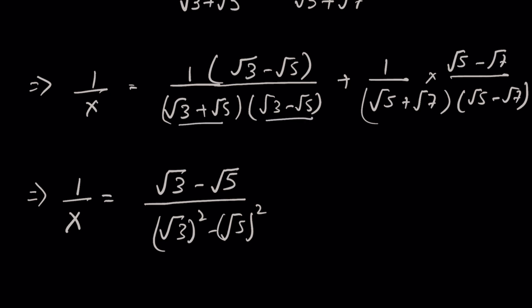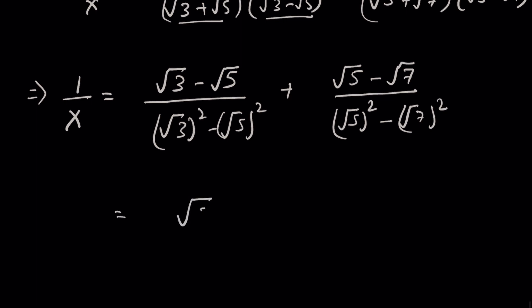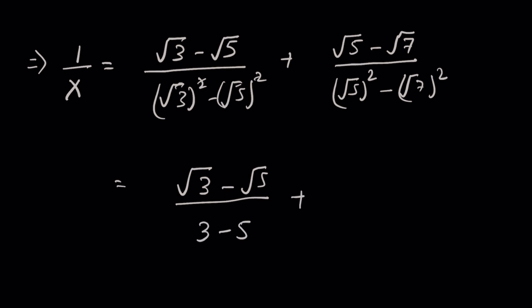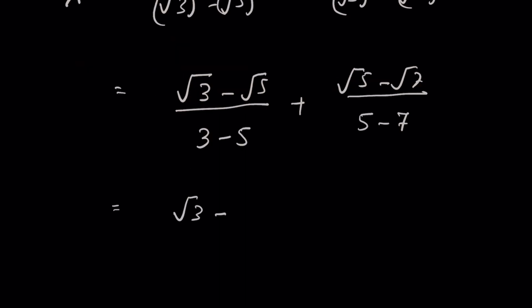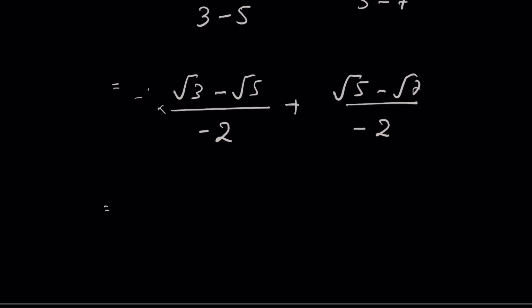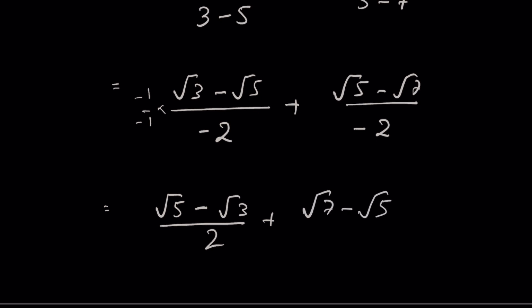difference of squares, a plus b times a minus b, plus root 5 minus root 7 upon root 5 square minus root 7 square. So root 3 minus root 5 upon, we remove the roots, so 3 minus 5, plus root 5 minus root 7 upon 5 minus 7. So root 3 minus root 5 upon 3 minus 5 is minus 2, plus root 5 minus root 7 upon minus 2. We multiply and divide by minus 1, so it will be root 5 minus root 3 upon 2 plus root 7 minus root 5 upon 2.